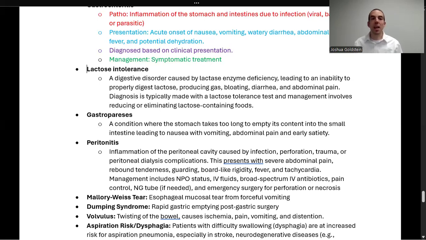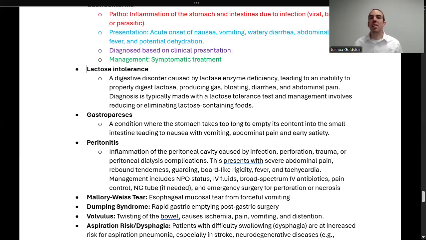Real quick, a few things left. Mallory-Weiss here. This is not really part of GI, but this may come up in a GI lecture. If you do hear this term, this is an esophageal mucosal tear. This is where the tissue of the esophagus has a tear in it, and that would be most commonly caused by very forceful vomiting.